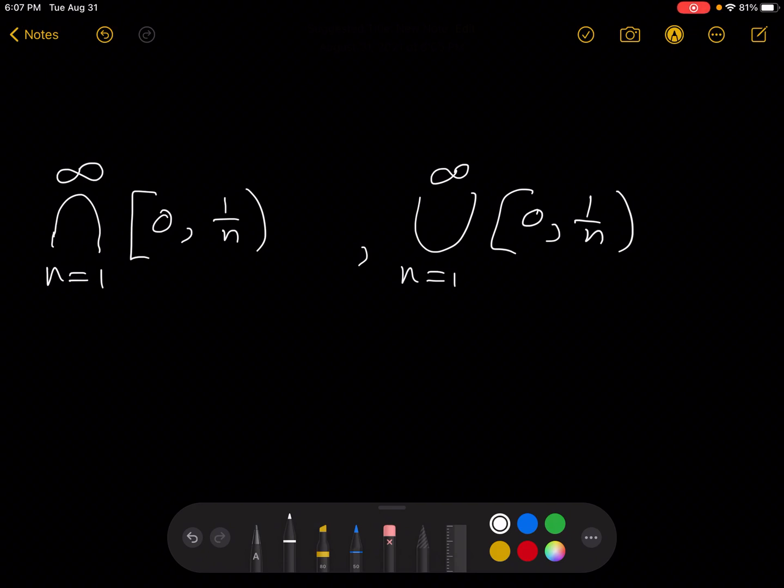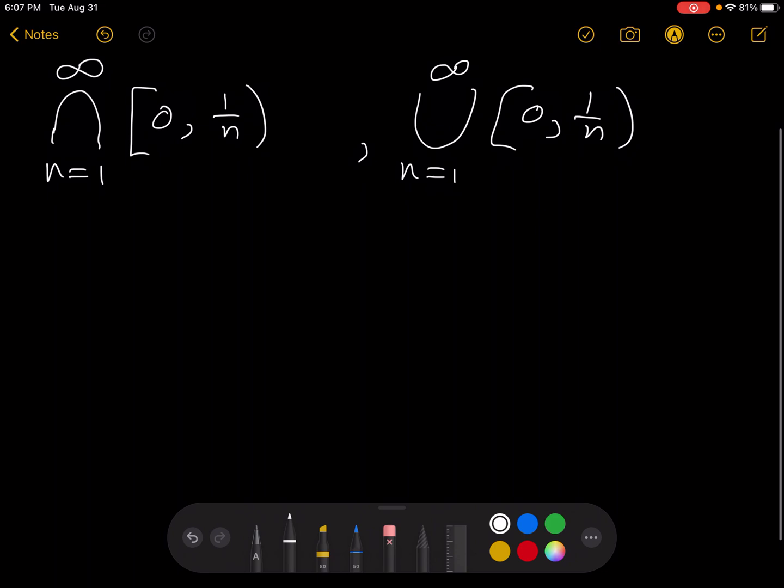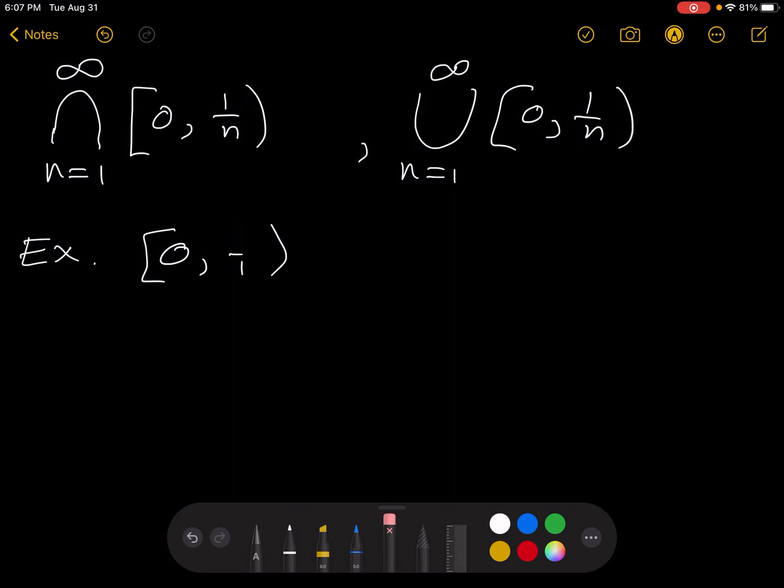Now we'll look at infinite intersections and infinite unions of intervals. To get started with this, let's look at an example. Let's look at the interval [0, 1 over 1), or just [0, 1), and the interval [0, 1/2).